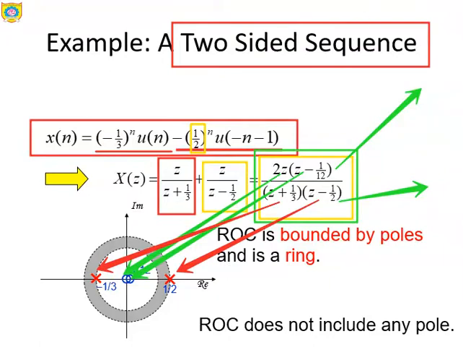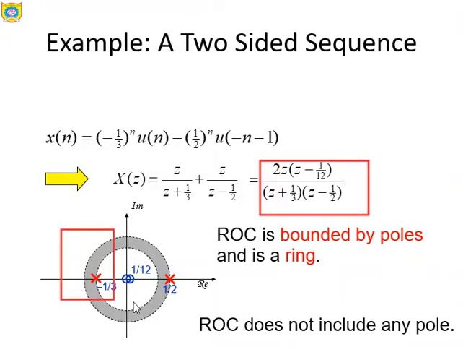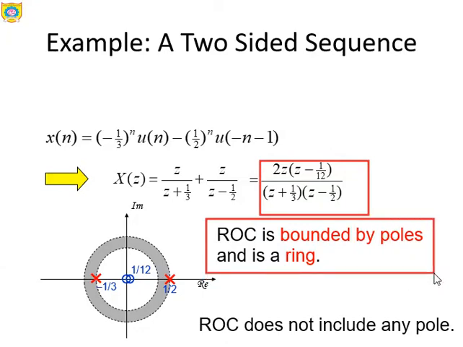So for this particular equation which is provided over here, we will have a total of two poles and two zeros. Now if this is the case, we can easily point out that the ROC is bounded by the poles and is a ring. How is it a ring?